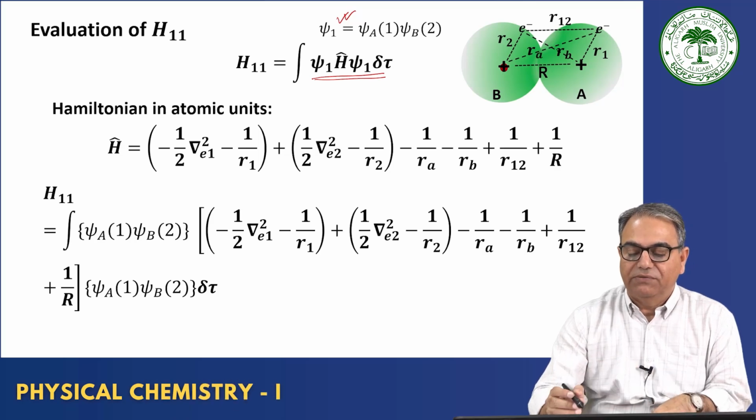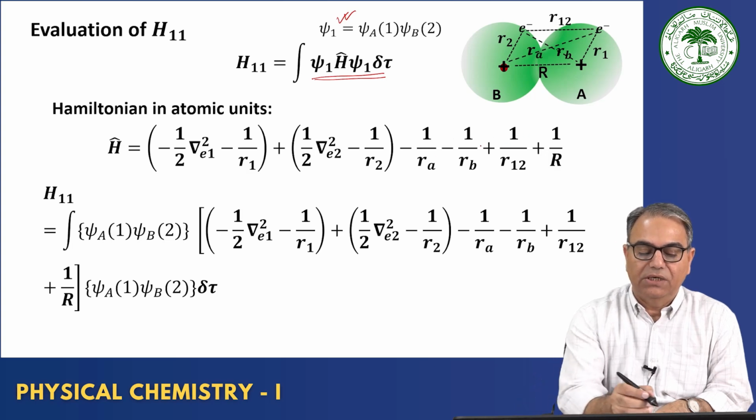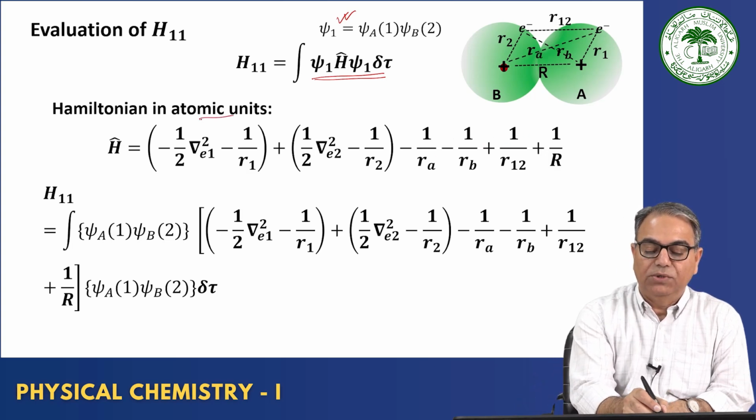It was e square there, and now in atomic units the charge on the electron is 1 and on the proton is 1, so all e square becomes equal to 1. So this is the Hamiltonian in atomic units.